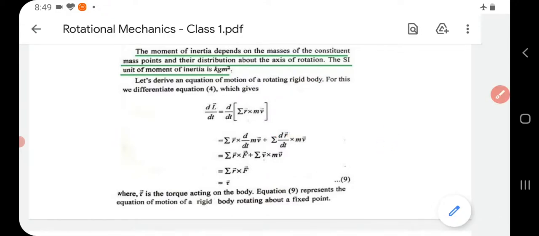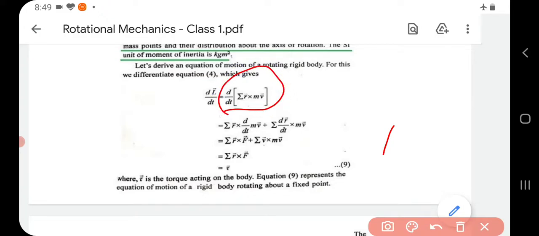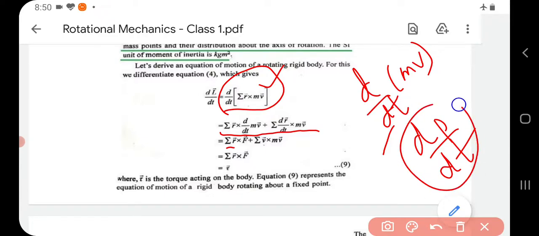Next, what they have done here is just differentiate this, that is, the first function into the derivative of the second plus the second function into the derivative of the first. You will get it like this. Now sigma r is kept as such, cross d by dt of mv. What is d by dt of mv? mv is momentum, right? So dp by dt is the rate of change of momentum with time. What is it? Force. That's why it is written F here, plus sigma v.